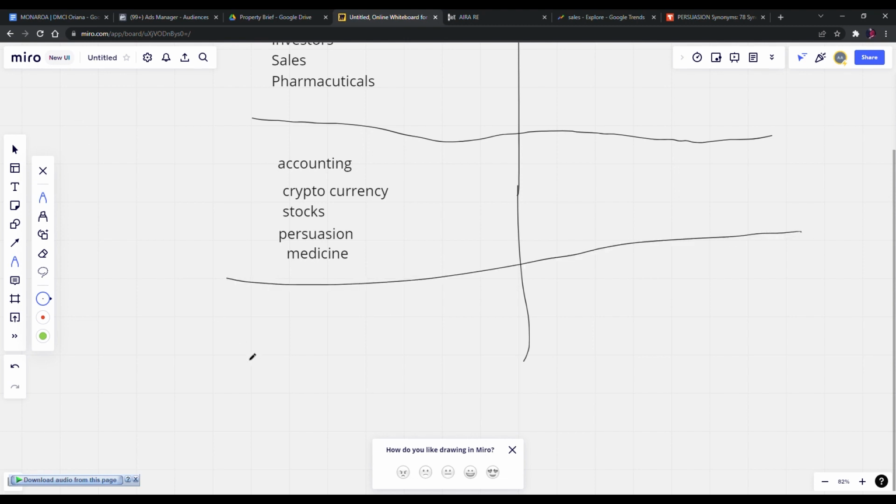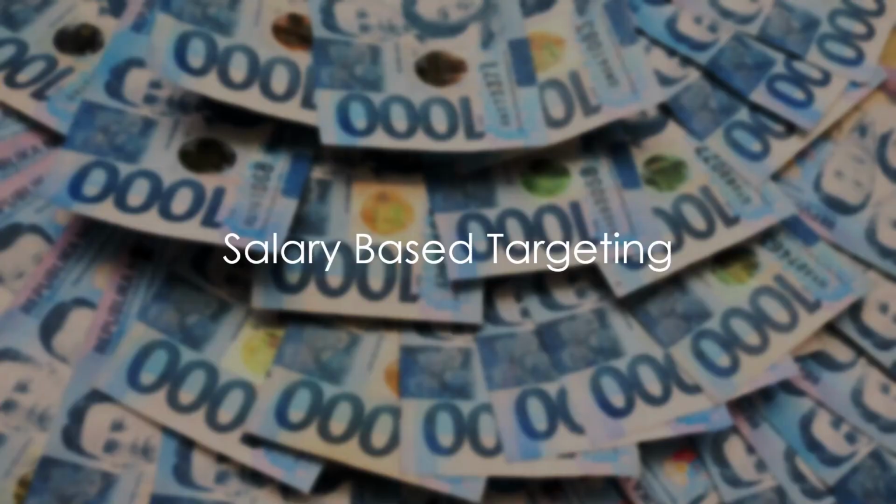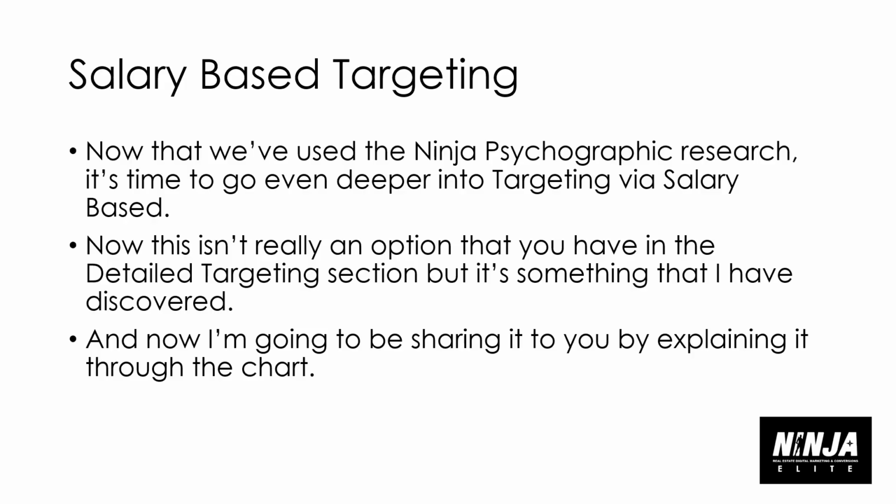So let's go back to the video and then let's go back here. All right, so the next part is going to be salary-based targeting. This is something that's very, very unheard of, but right here, I will break this down to you. So now that we've used the Ninja psychographic research, it's time to go even deeper into targeting via salary.